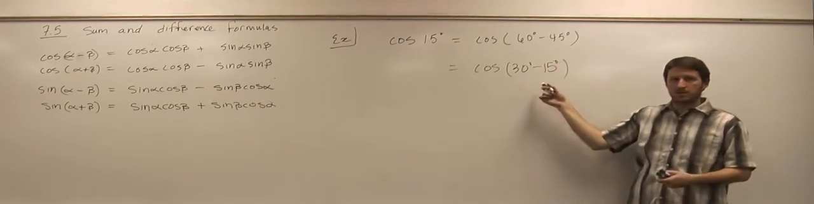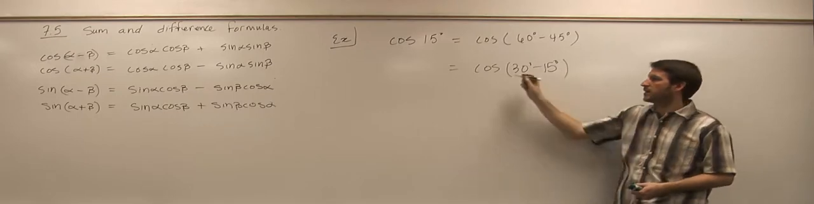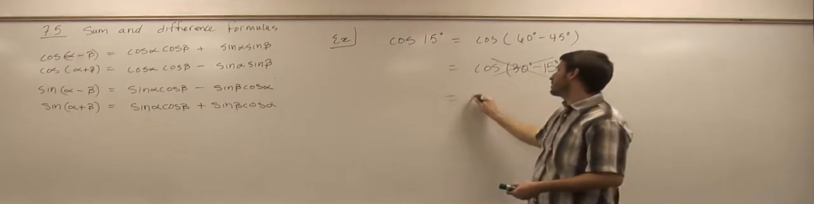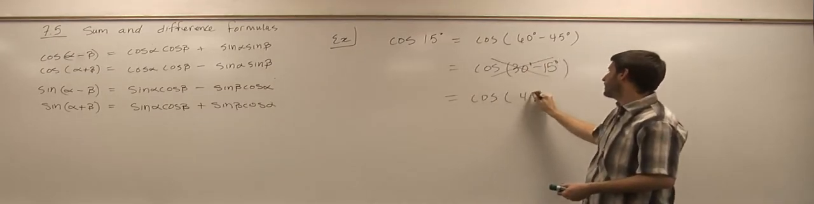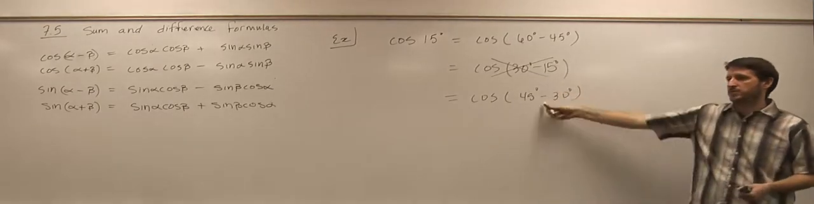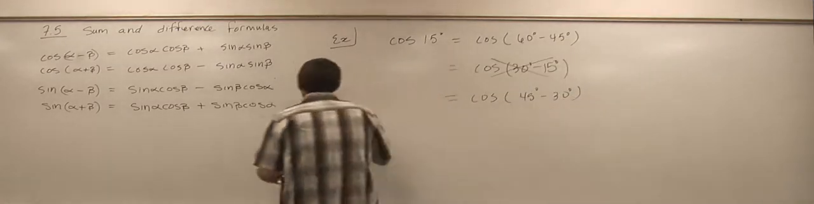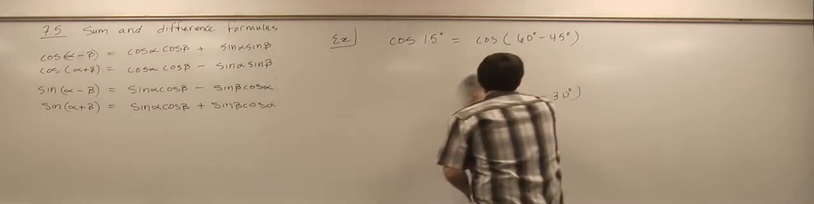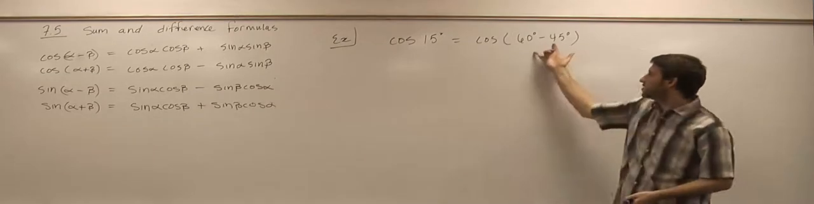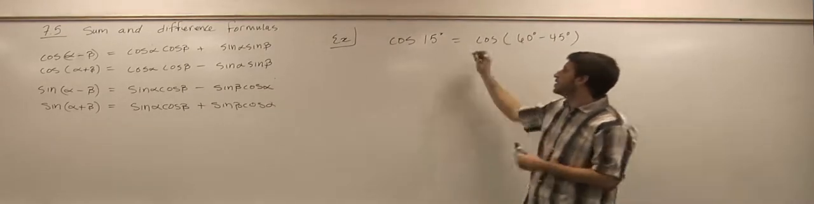Does this work? No, because you still have the 15 in there, right? But you could do, I heard another one, 45 minus 30, that would work, right? Because both of these are special angles. So you just play around until you get the right combination of special angles. Just any two special angles that give you 15, and then you apply your formula.